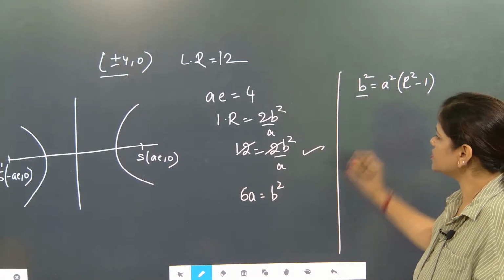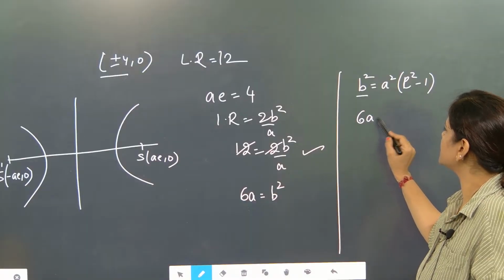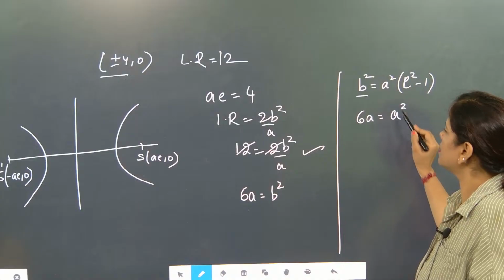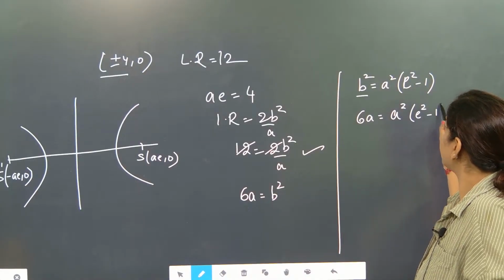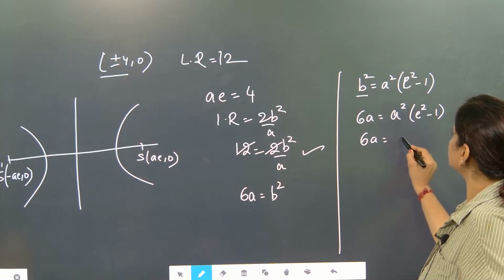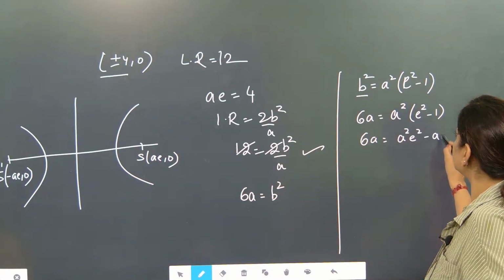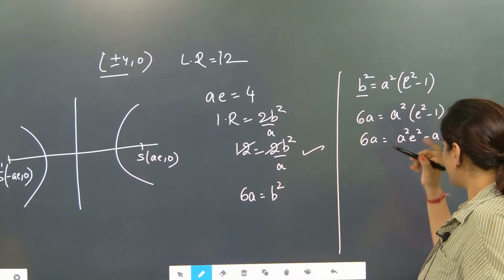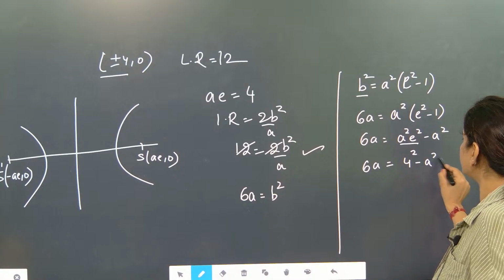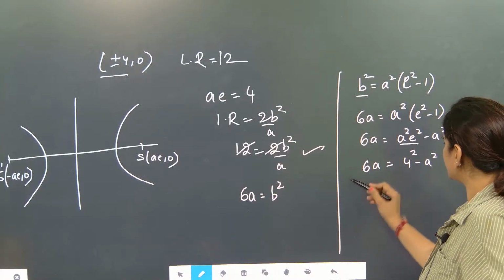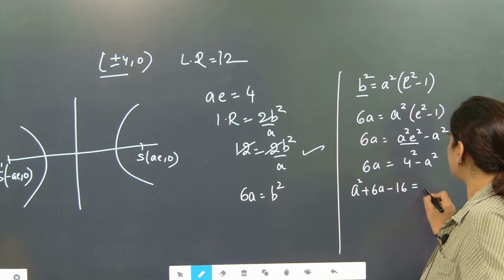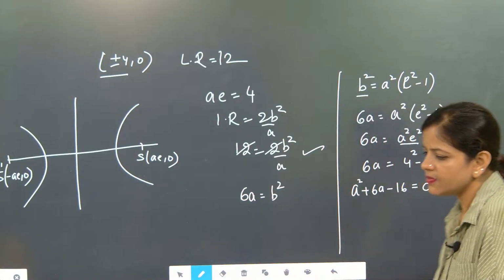Okay, now instead of b square, what you can write here is 6a is equal to a square e square minus 1. Understood? So here it is coming as 6a is equal to a square e square minus a square. Done. So ae is equal to 4 here. So it will become 6a is equal to 4 square minus a square. Understood? So shift this side, it will become a square plus 6a minus 16 equal to 0.